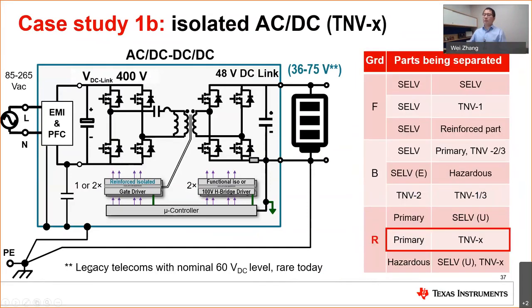And for this system, the majority of the 48 volt batteries are below 60. There are some very legacy telecoms with nominal, not 48, nominal 60 volts, then reaching 75 volts. But from the market-wise, the dominant is still SELV. Only to be compatible, some equipment going over 60 at the max is very rare. And then you go to find the table.